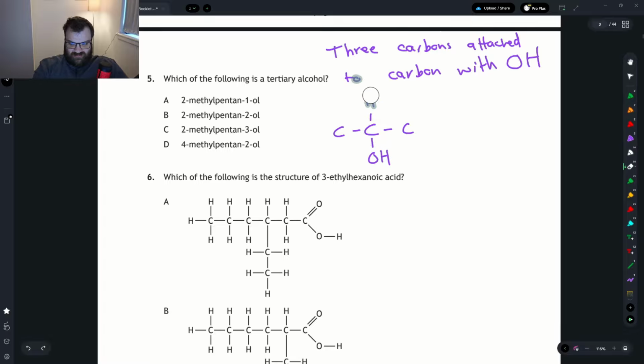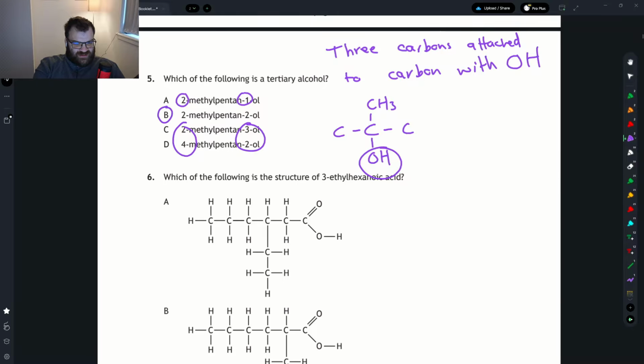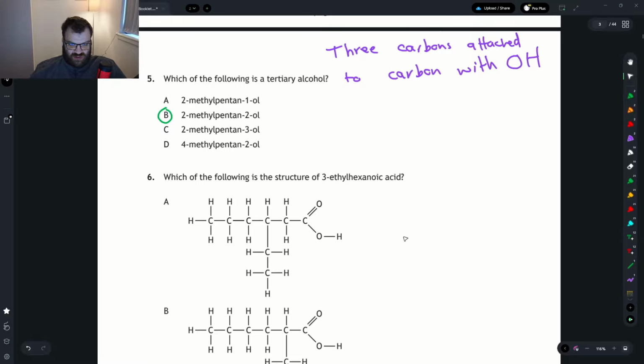And the only way to get tertiary is if we have a methyl group coming off the same carbon as our OH group. So then all I'm looking for here is, well, they are not coming off the same carbon. C and D are not coming off the same carbon. So my answer would be B, because that's the only way we can get a tertiary alcohol. Let's prove it by drawing out these chemicals.